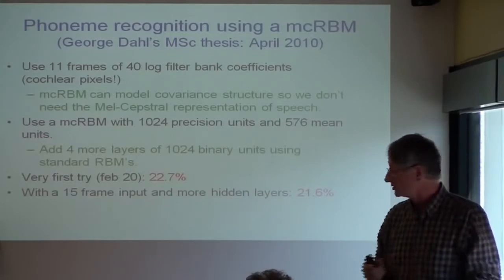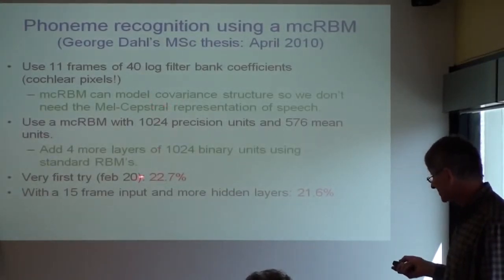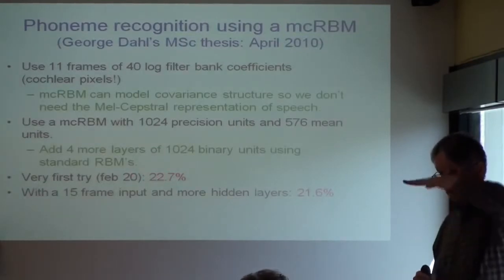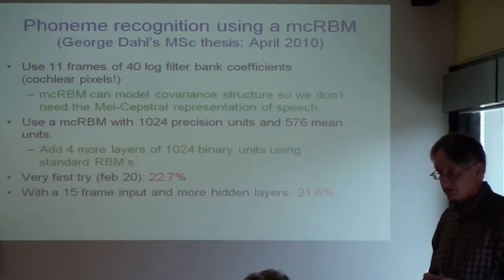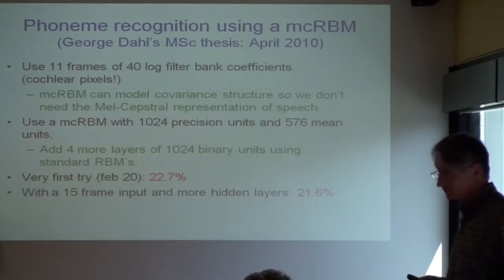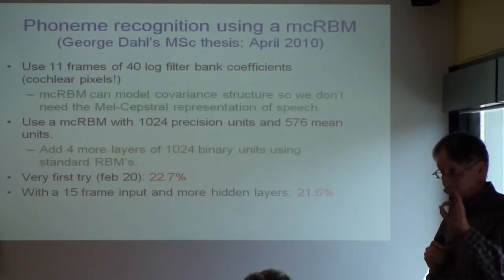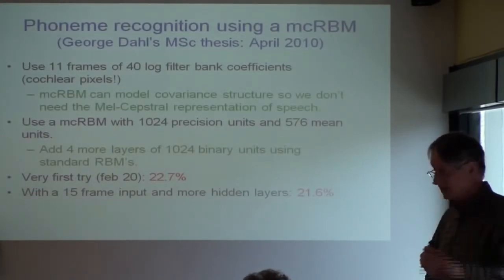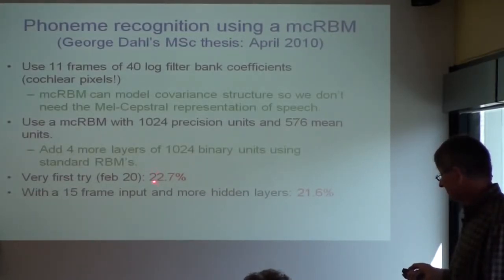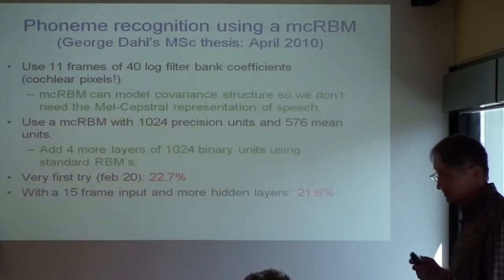Instead, you're going to take data that has lots of correlations in, but we've got a model that can deal with that now. The first thing George tried on February the 20th, 4 layers of 1,000 hidden units on top of this, got 22.7% correct, which was the record for phone recognition on the TIMIT database, where you're not trying to do a model adapted to each speaker. And a week later, when he'd adapted it a bit and used more frames, he was down to 21.6%.